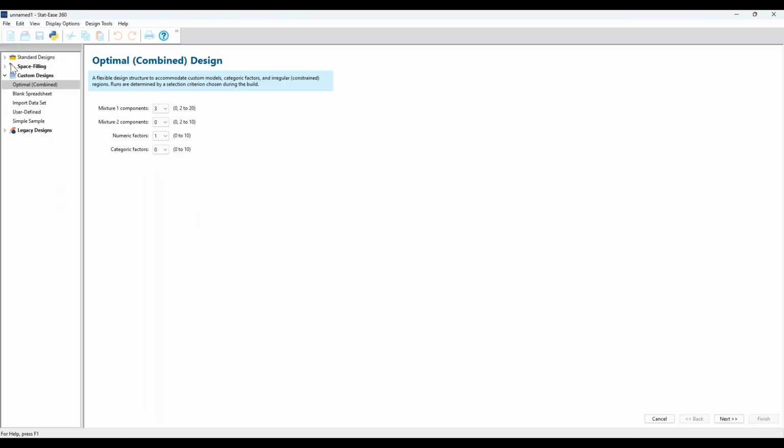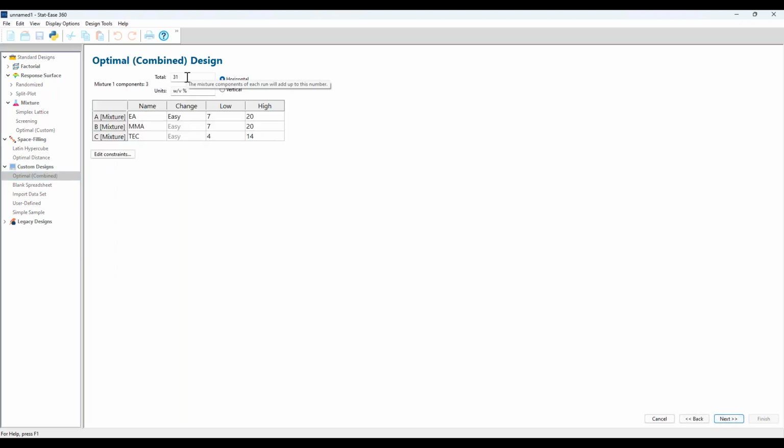Okay, well, we're going to come all the way down. Let me open these other ones so we see what's going on: standard designs, mixture designs, response surface. So let me open up the menu. All the way down, we have the most flexible design possible, called custom designs, optimal / combined. We have 3 mixture components. We have 1 numeric factor, the quantity in mLs of coating that we're going to put in the mixer.